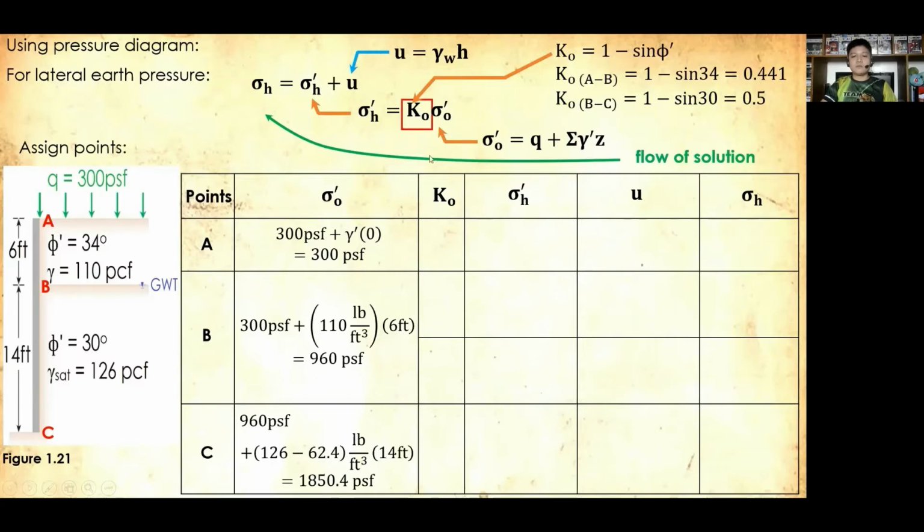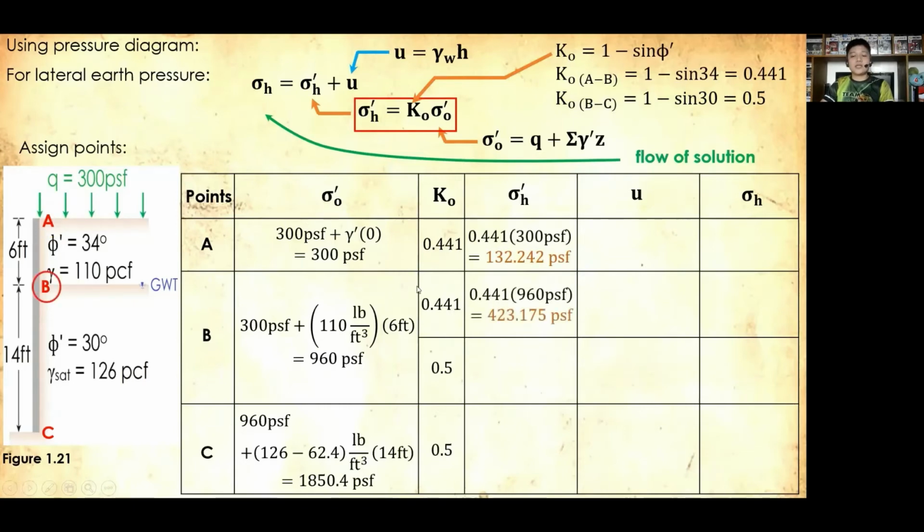So assigning now next the values of our KO. For KO, starting with KO from A to B, so exposing for A and B, 0.441. On the other hand, for the second, exposed to B and C, that is 0.5. Multiplying now our two values, the sigma O prime and KO, the sigma H prime is equal to 132.242 psf for A, 423.175 psf for B at the immediate top, and 480 psf at the immediate base. While for C, that is 925.2 psf.